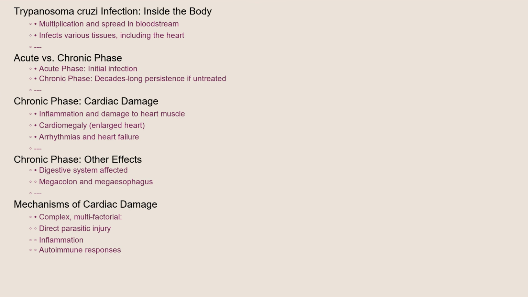In the chronic phase, the parasite can cause inflammation and damage to the heart muscle, leading to cardiomegaly, or enlargement of the heart, arrhythmias, and heart failure. The parasite can also affect the digestive system, leading to megacolon and megaesophagus. The exact mechanisms of cardiac damage are complex and involve a combination of direct parasitic injury, inflammation, and autoimmune responses.